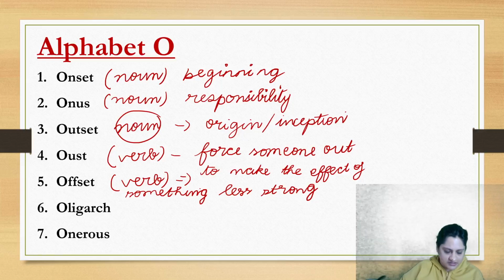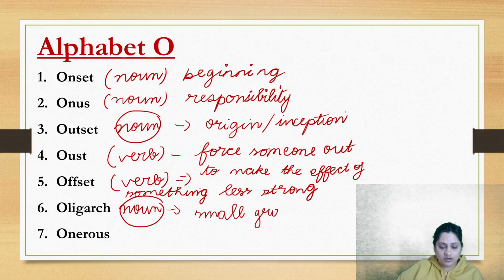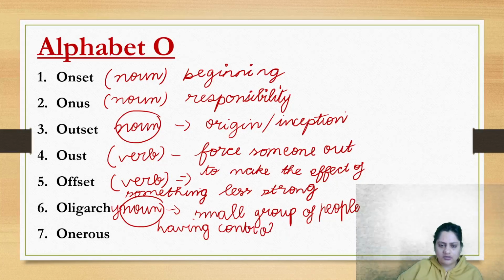Okay, that is offsetting. So oligarch or oligarchy, we have heard it in economics. Oligarch is a small group. Oligarchy: a small group of people having control of the economy, or of any organization of the country, right?